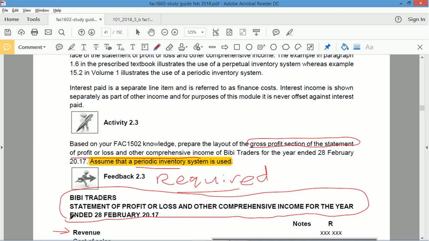Okay, I'm going to give you my own numbers. Revenue is 1,000. Cost of sales is 500. Gross profit is what? 1,500? No, it's 500. Okay, you need to show it correctly. So show a column with the rands amounts, and then write in the amounts.